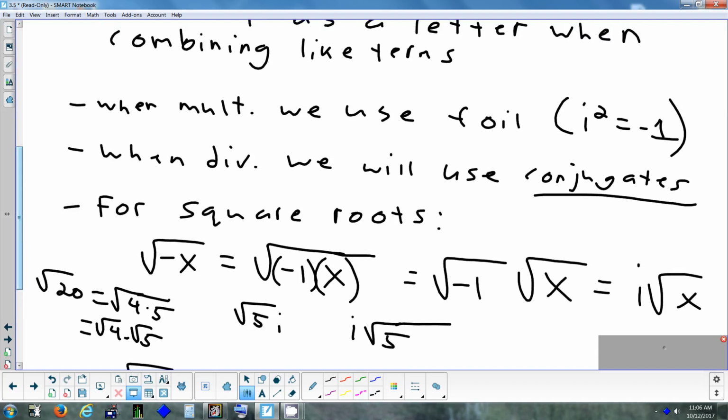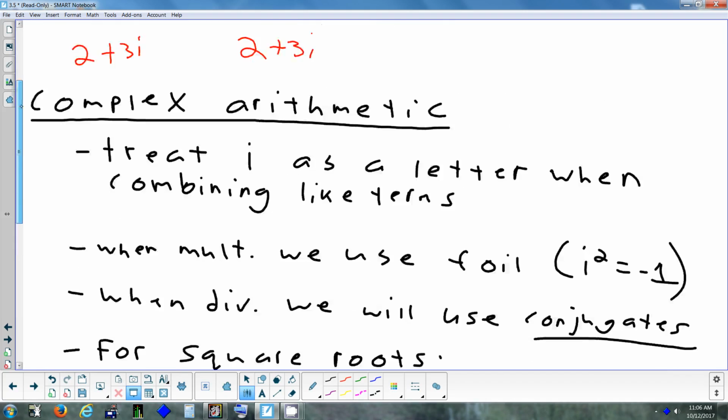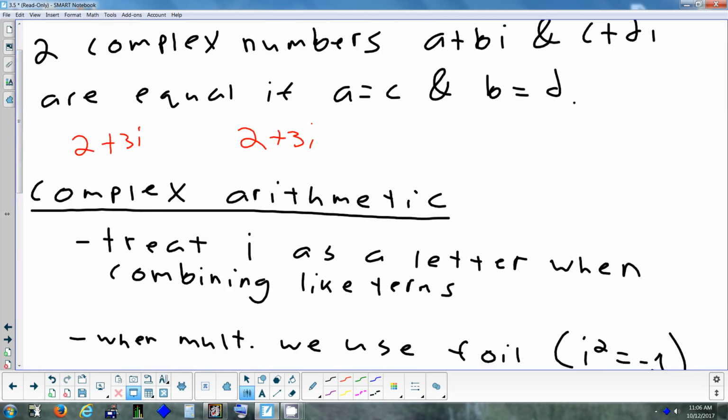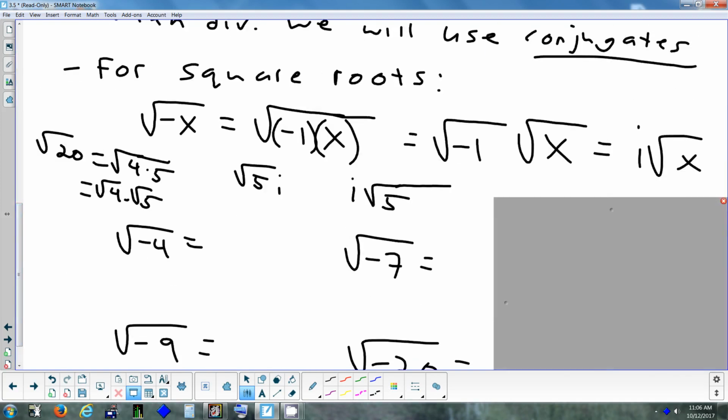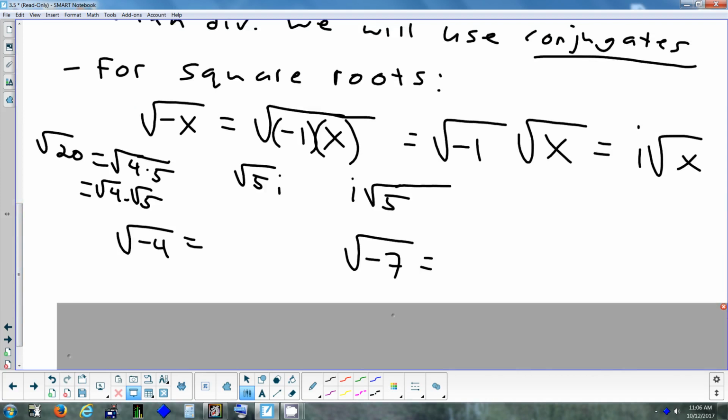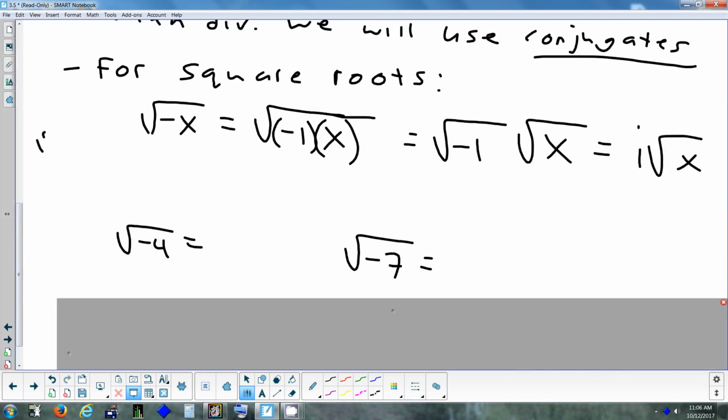Okay, so when you have the square root symbol, get used to putting the i in front. If you don't have a square root symbol, it's perfectly fine to put it after. I guess even technically here, you could put i3, but we don't normally do that. Okay, so let's try simplifying some of these.